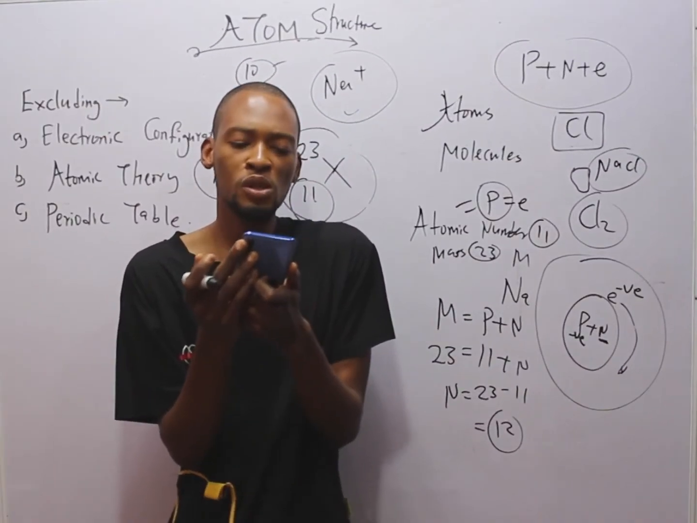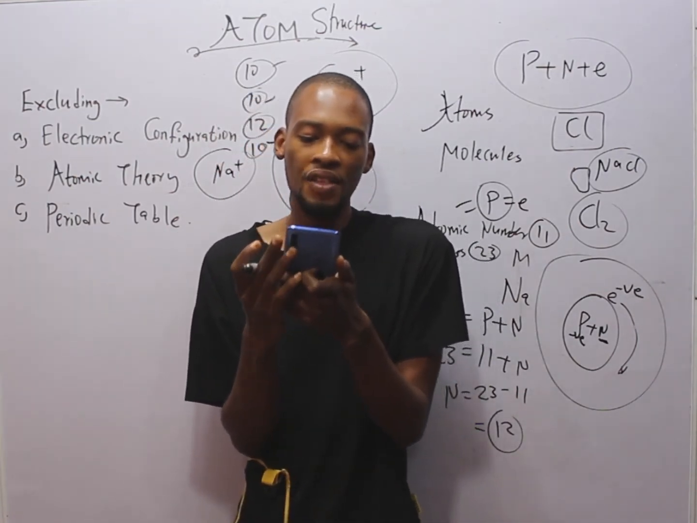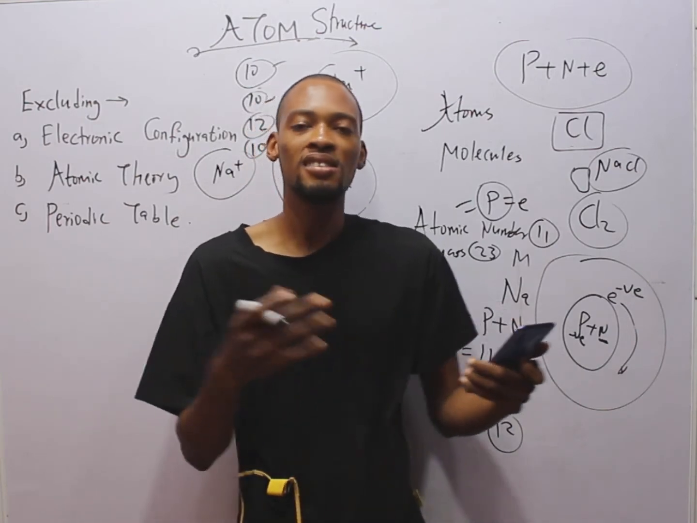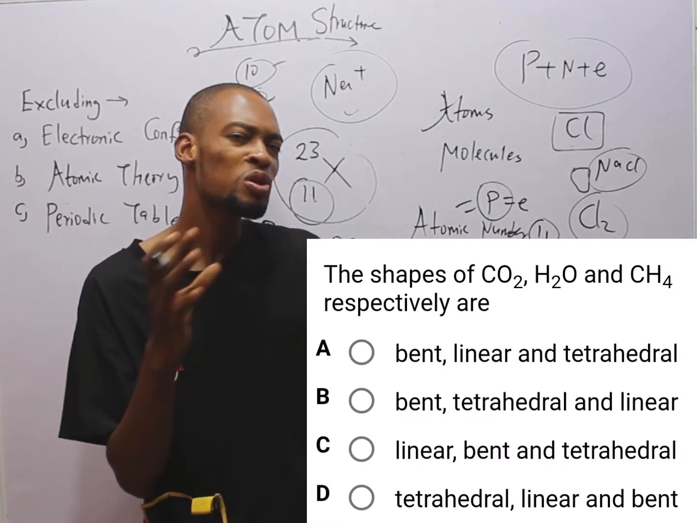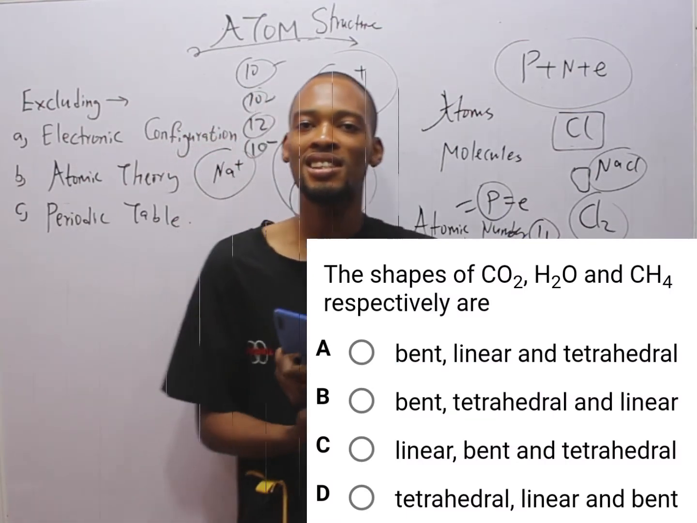The shapes of CO2, H2O, and CH4 respectively are linear, bent, and tetrahedral. So that is the shape of molecules. I have a video on shapes of most common molecules. I will share that in case you are interested.